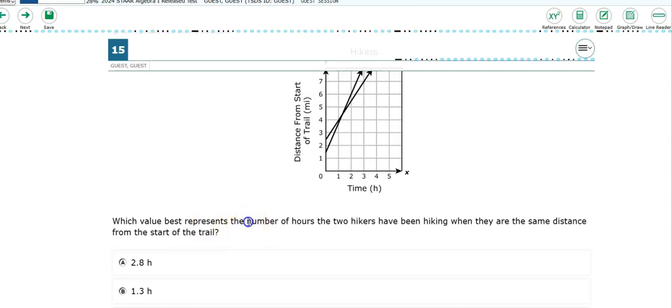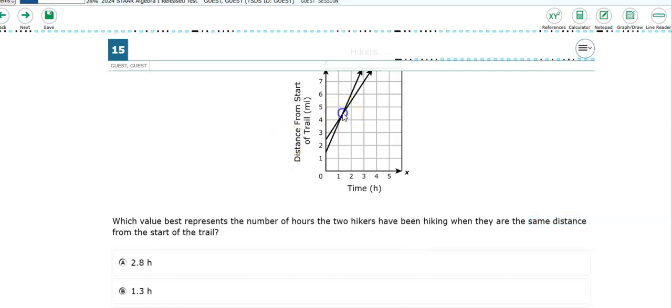Best represents the number of hours. So number of hours is the x value. So we want an x value, and it wanted the same distance. Same distances means where they both have the same value. Now, basically what this question is asking is, where do the two lines meet? Like, where do we see the two lines intersect, and what is the x value where they intersect?